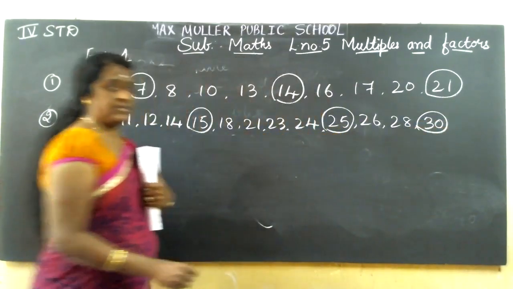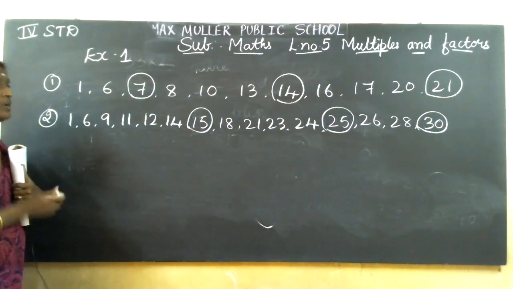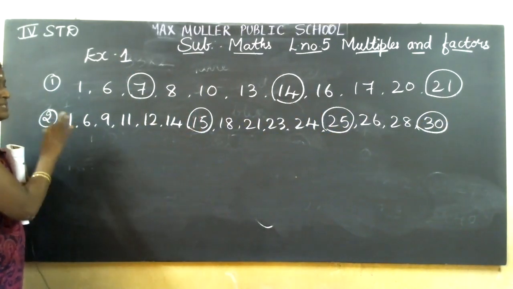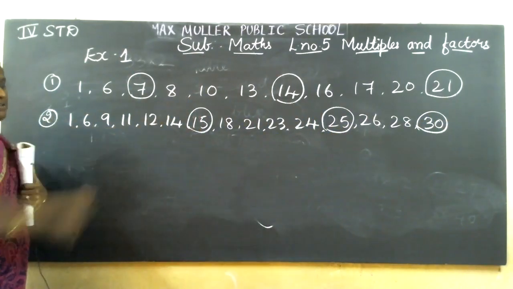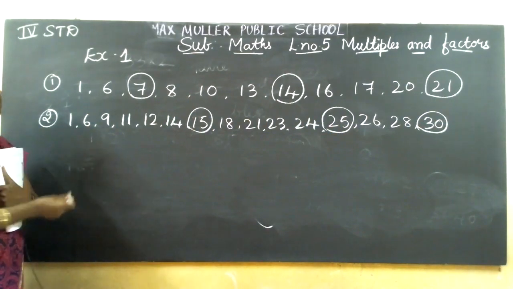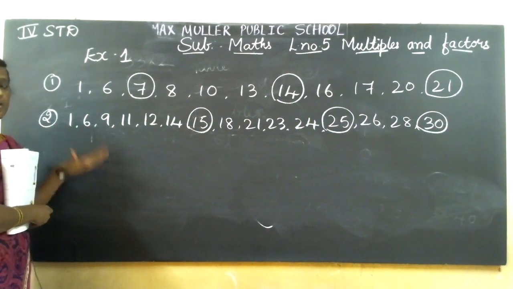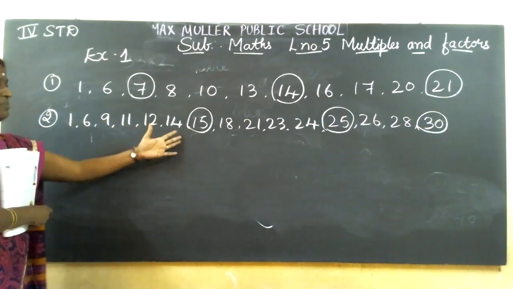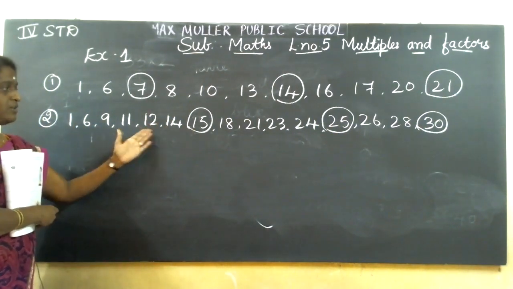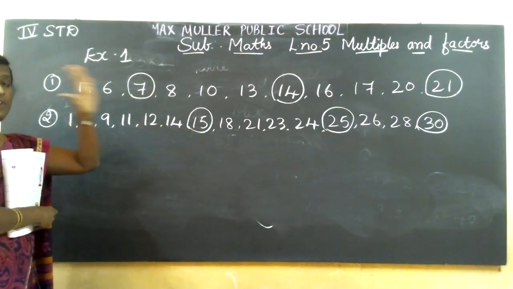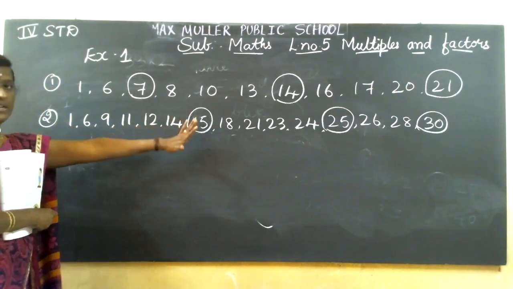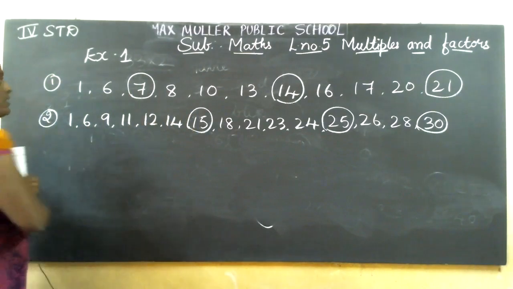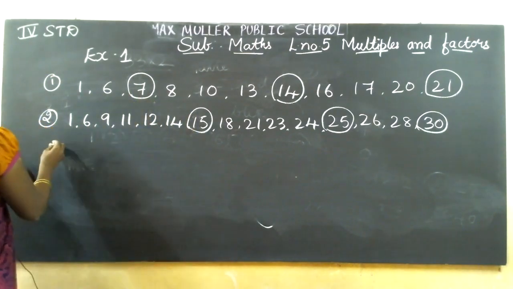Which answers come in my tables? Only those are multiples. So the multiples of 5 I have circled. Don't circle everything, children, only the table answers, which we call multiples. 5 ones are 5, 5 twos are 10, which is not there, 5 threes are 15. So only the table answers you should circle. That is the multiples of 5. This is the multiples of 7.